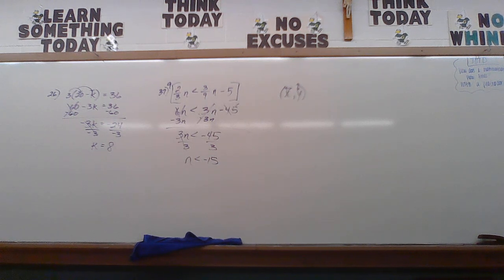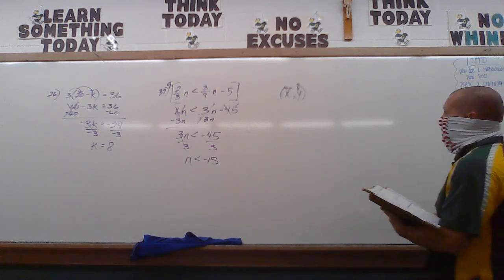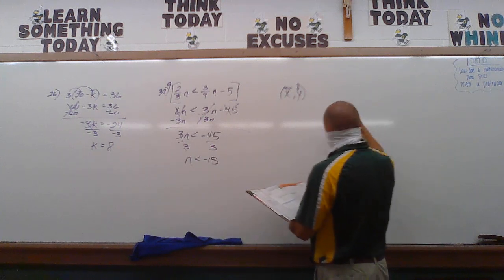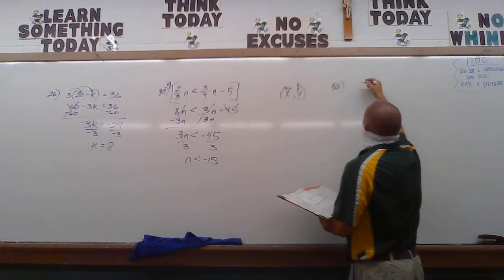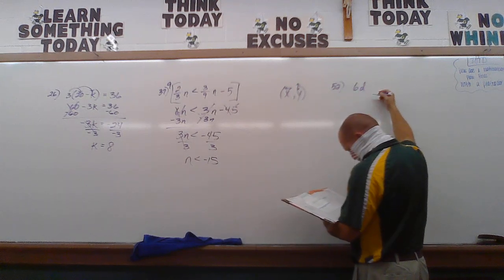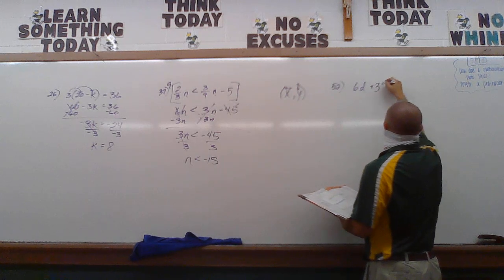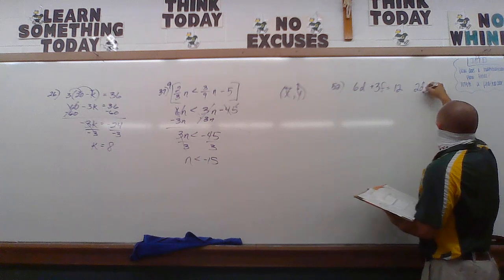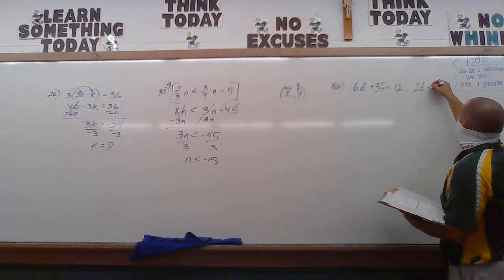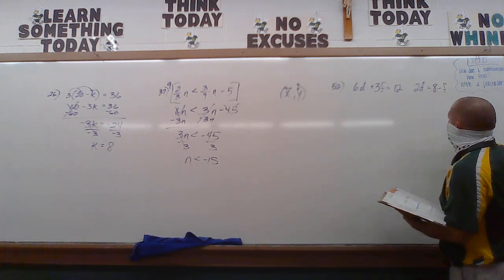48 through 53. Did we ever do an actual problem that was no solution? Would you like to see one of those? All right, so let's do 52. 6D plus 3F is equal to 12, and then 2D is equal to 8 minus F.